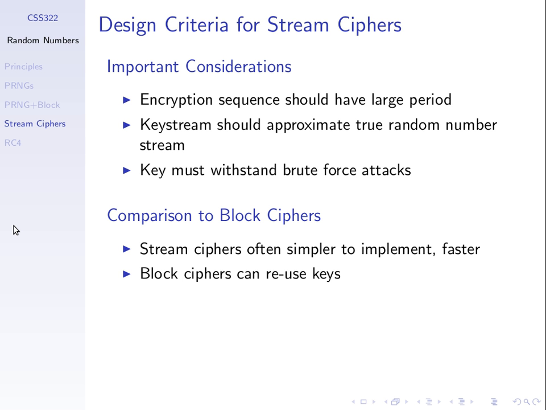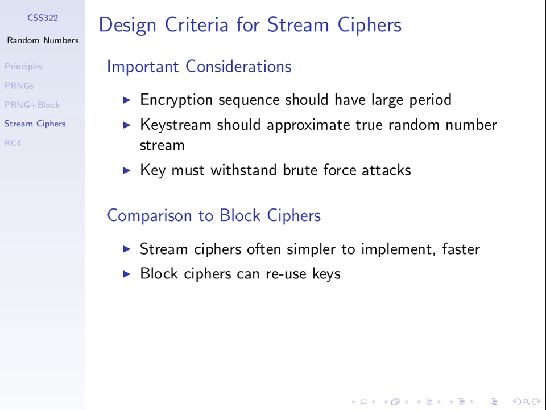So same as what we've already said with our pseudo-random number generator, we need to generate a key stream that has a large period. It shouldn't repeat. We want it to be as long as possible. If it repeats, then we get some structure in the output ciphertext. And the key stream should be a pseudo-random number. That is, approximate a true random number sequence.